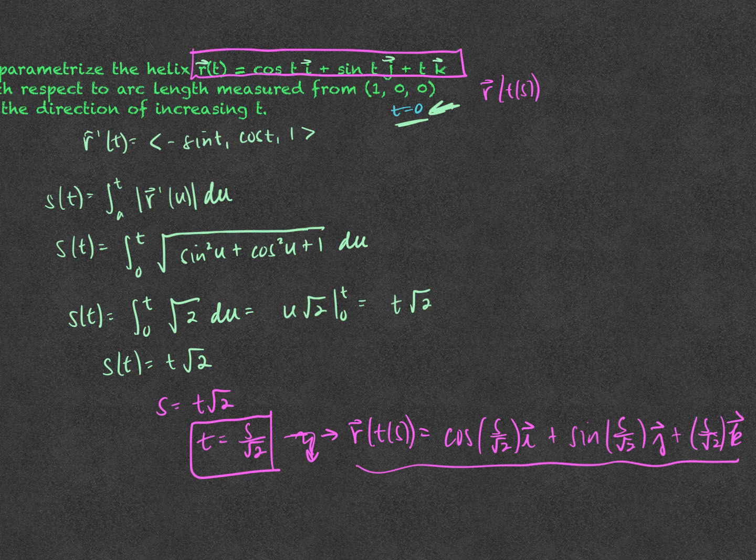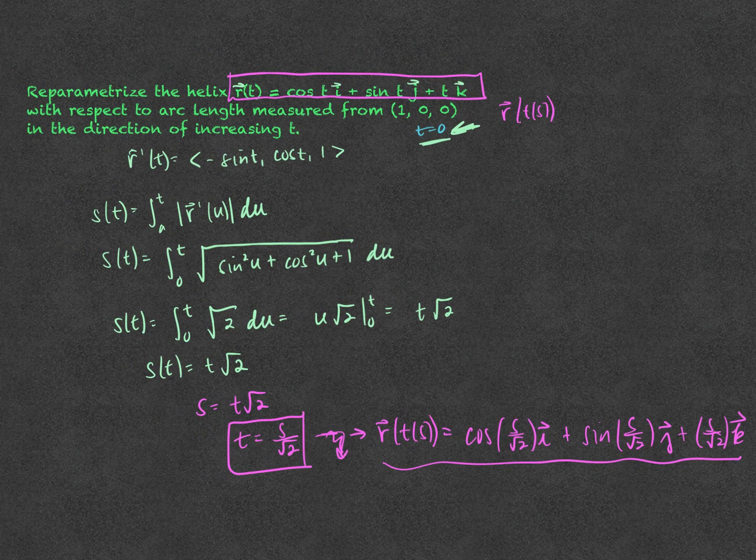So it's not too bad. You need to pay attention to this formula. And so you're going to solve for t in terms of s and then put it into your original vector. And notice that that gives you your parametric equations in terms of the arc length. So we would say x equals cosine of s over the square root of 2, y is equal to sine of s over the square root of 2, and z is equal to just s over the square root of 2. So it's not a bad process. It's actually very interesting.